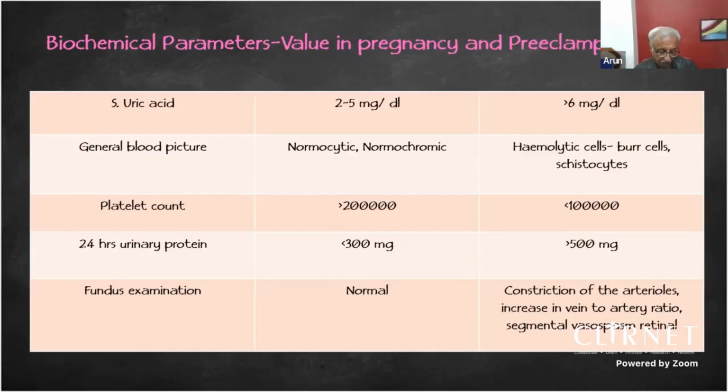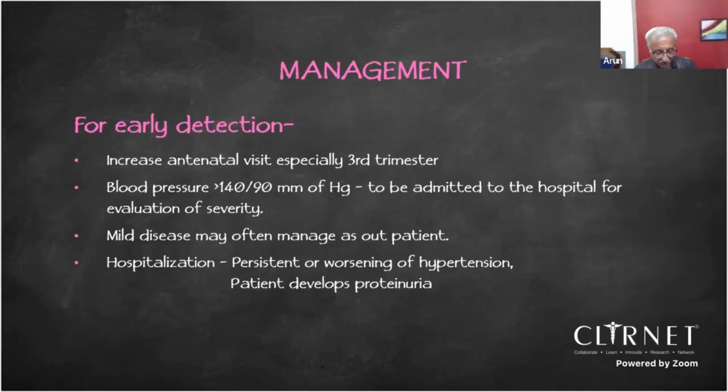Okay. Now, how do we manage for early detection? Increase antenatal visits, especially in the third trimester. Blood pressure more than 140/90 should be admitted to the hospital for evaluation of severity. Mild disease may often be managed as outpatient. Hospitalization, when to do? If there is persistent or worsening hypertension, or the patient develops proteinuria.